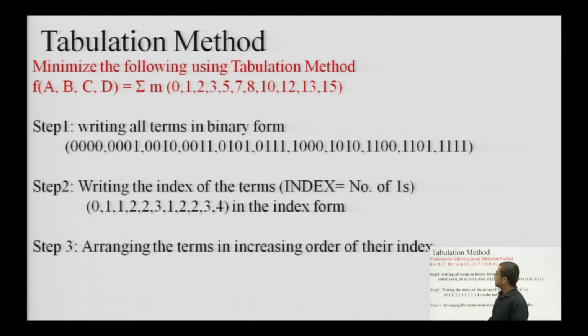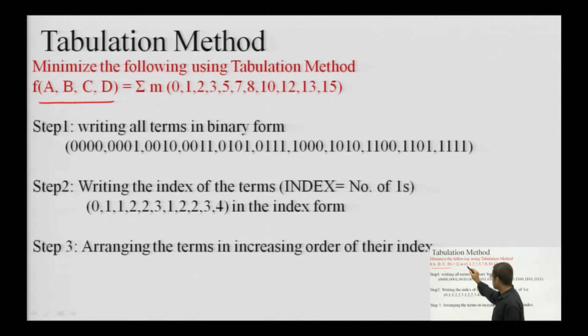So, now let us consider this question: 0 1 2 3 5 7 8 10 12 13 15. It is a 4 variable problem. We have to minimize this 4 variable problem using the tabulation method. There are some steps which have to be followed. The first step is writing all the terms in binary form.